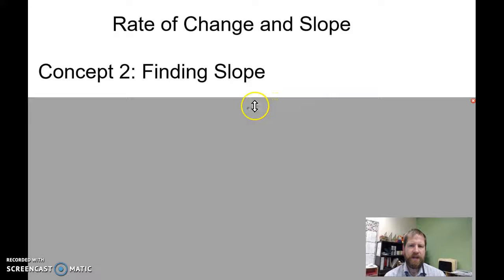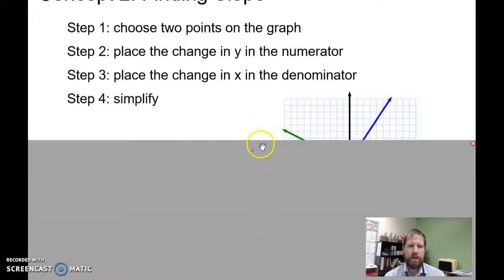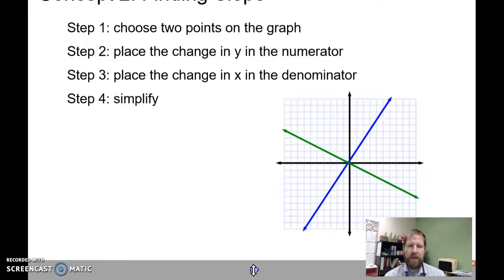Concept 2, finding slope. Finding slope is the same as finding the rate of change, except it's called slope when we have a continuous linear equation. It's just one straight line. The slope is going to be the same for any 2 points on our line, and we don't have endpoints that make it easy to choose our points.